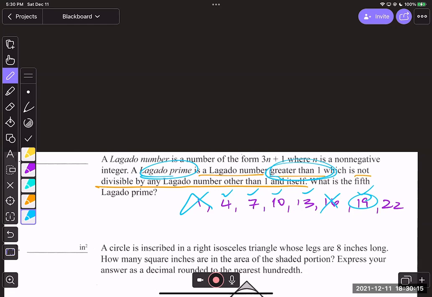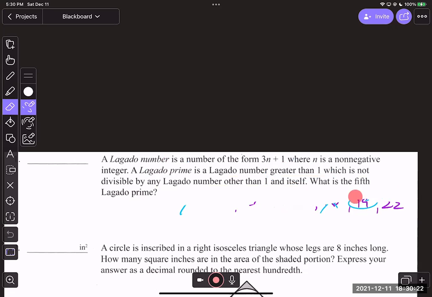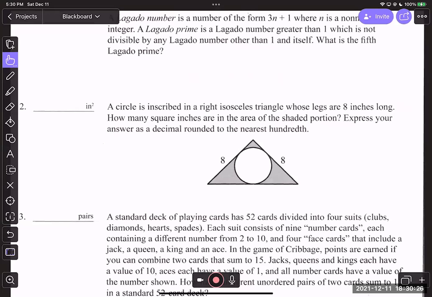Okay. Any questions here from anyone? All right, let's go ahead and move on then. Problem number 2. You guys know this one. If you guys are in geometry, we actually just finished up this section today.